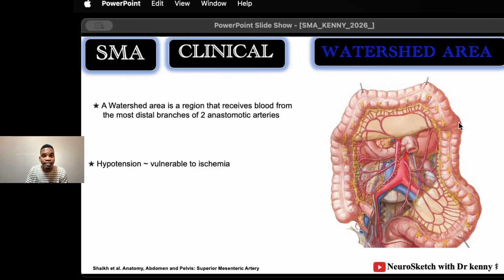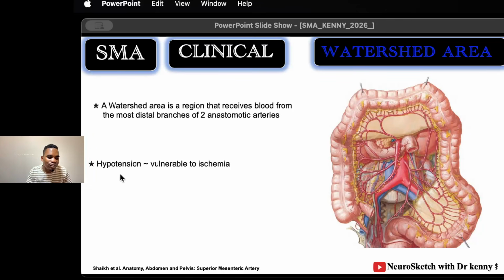Watershed area is a region that receives blood from the most distal branches of two anastomotic arteries. Well, it sounds scary, but make sure you hear what I mean. You have a branch from the superior mesenteric artery and a branch from the inferior mesenteric artery. These branches are going to anastomose at this region, and this region is receiving blood from two anastomotic arteries, but receives the most distal, the weakest pressure from these two arteries. This is important because in case of hypotension, with low blood pressure, the blood is less likely to reach this region, and this is why it is called the watershed area.